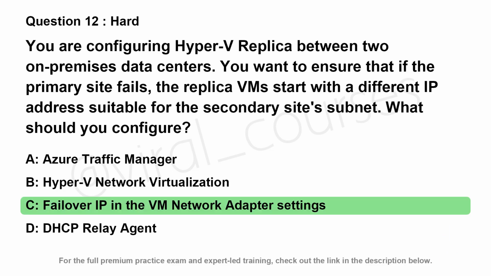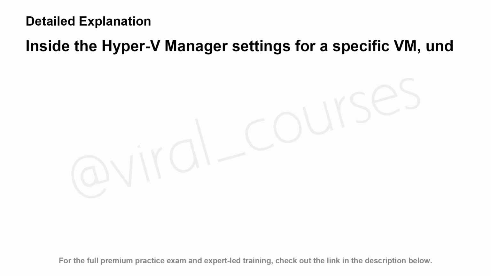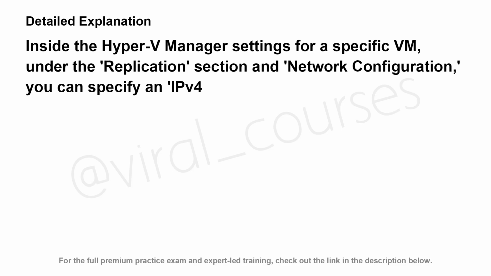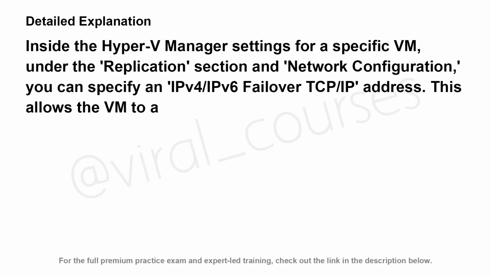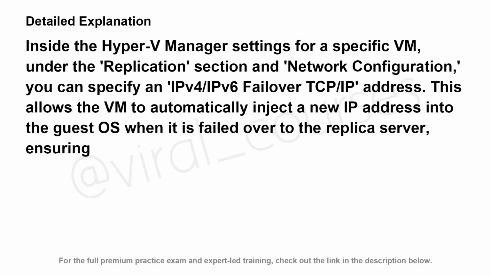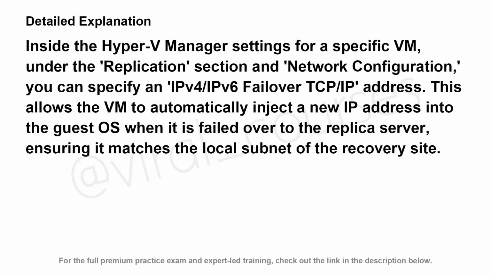The correct answer is C. Inside the Hyper-V Manager settings for a specific VM, under the Replication section and Network Configuration, you can specify an IPv4 or IPv6 failover TCP/IP address. This allows the VM to automatically inject a new IP address into the guest OS when it is failed over to the replica server, ensuring it matches the local subnet of the recovery site.